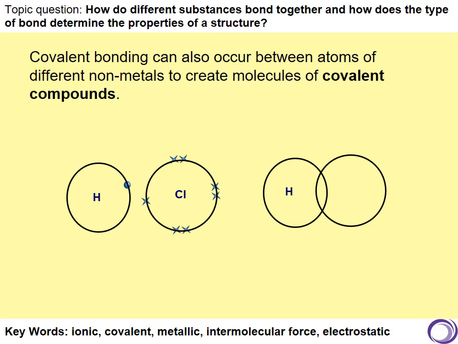Covalent bonding can also occur between atoms of different non-metals to create molecules of covalent compounds. So in this example here, I've got hydrogen and chlorine. Chlorine would like to gain another electron to get its full outer shell, as would hydrogen. So in this example, they will share 1 electron.